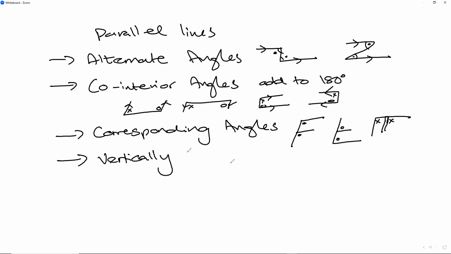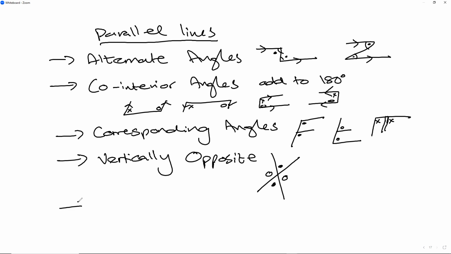The next one is vertically opposite. This one is easy to remember because this is just a crossroad. The vertically opposite angles is when you see two lines that intersect. Those two angles are the same, and they're called vertically opposite. Now the reason we need to know all of these is because after we've found the size of angles, we've got to give reasons as well.